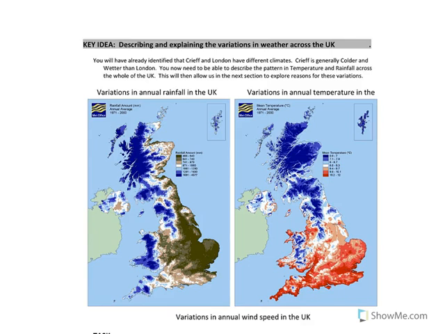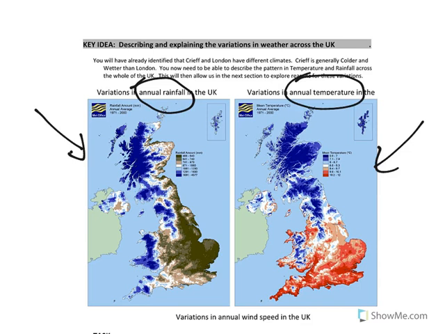Okay, in this lesson I'm going to teach you how to describe thematic maps. Now, in this example you can see two thematic maps, one for the annual rainfall in the UK and one for the annual temperature in the UK. And they're called thematic maps because they use colour to show the differences in values.